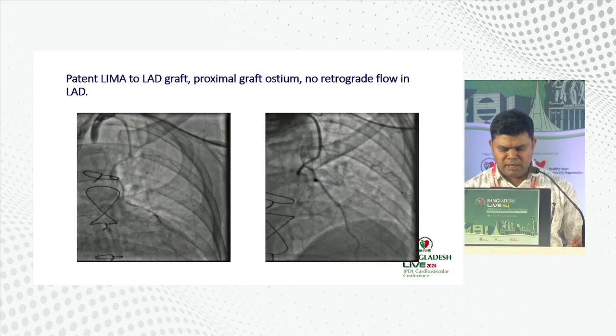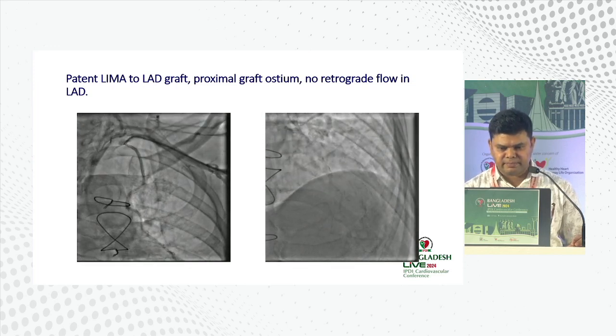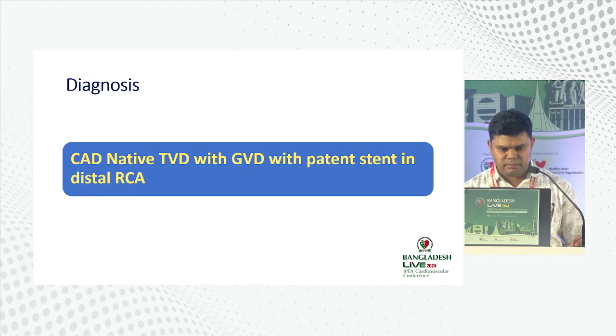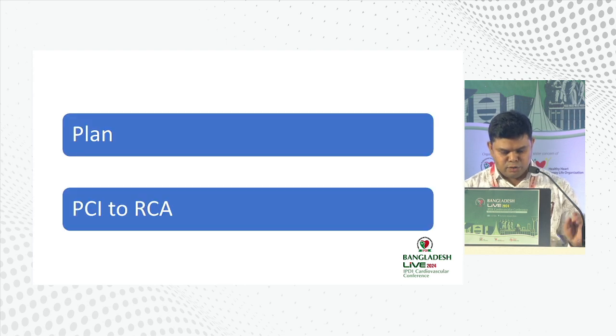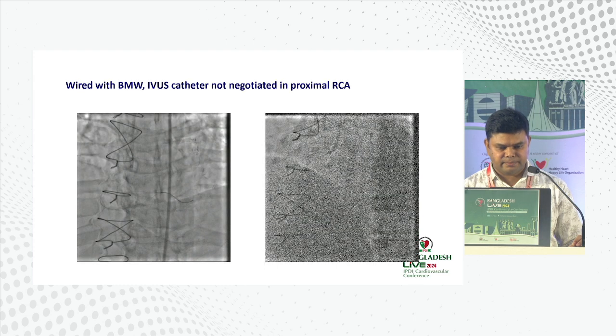And the LIMA to LAD graft was patent. So, diagnosis is native TVD with graft vessel disease with patent stent in the distal RCA. Our plan was PCI to RCA. For access, we went through right femoral and took a 7 French guide.